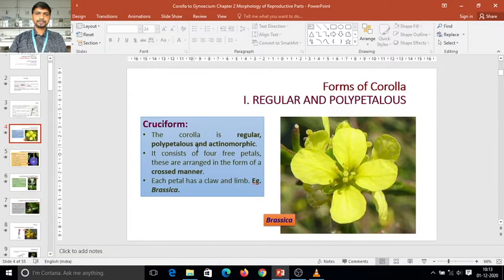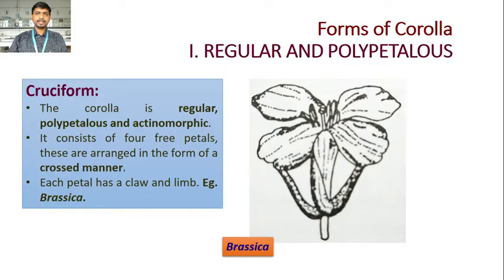Welcome back, dear students. In the previous lecture we studied the different forms of the corolla. These different forms of the corolla have been categorized into different types based on the condition of petals and the cohesion. For example, regular and polypetalous corolla, irregular and polypetalous corolla, regular and gamopetalous corolla, irregular and gamopetalous corolla. So these are the four criteria by which we studied the different forms of the corolla.